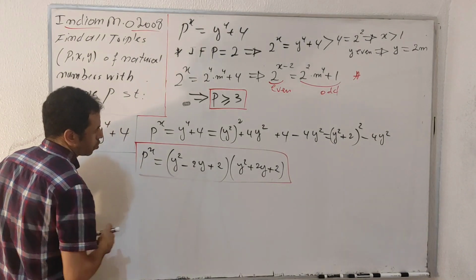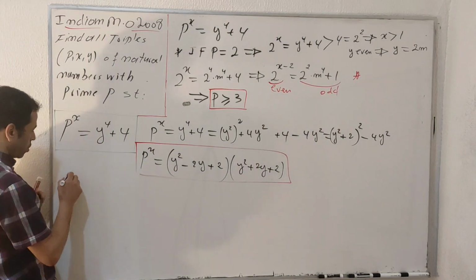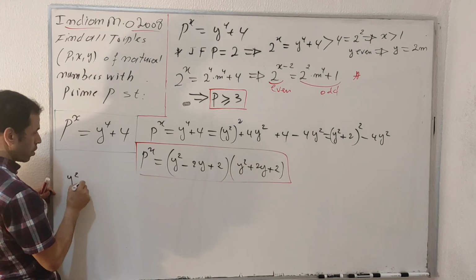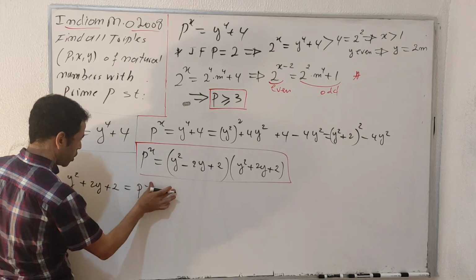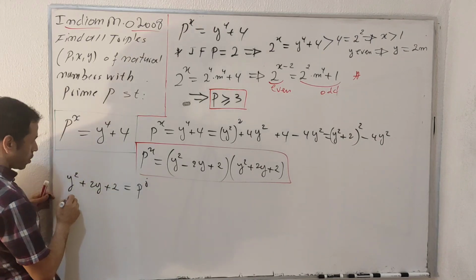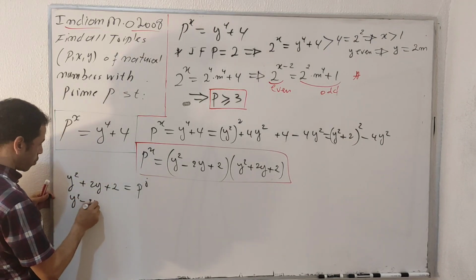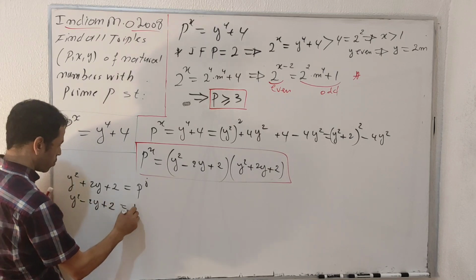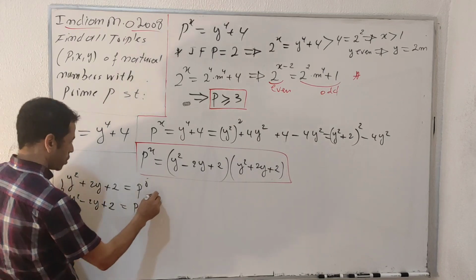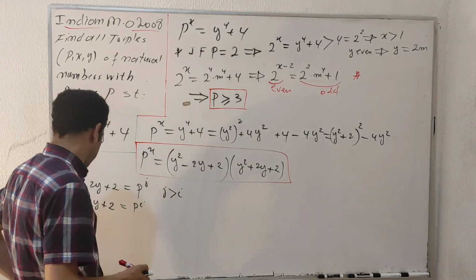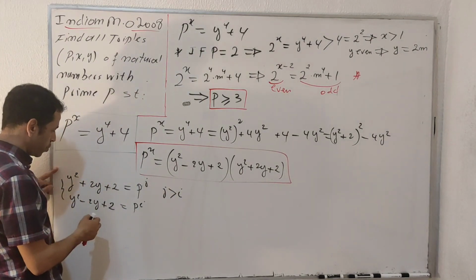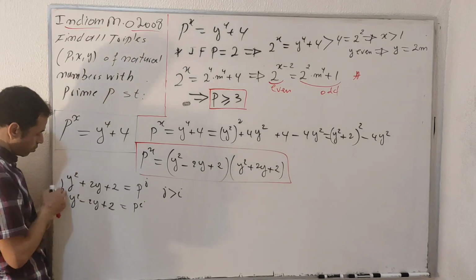Okay, we are going to translate this into an equation system: y squared plus 2y plus 2 equals p to the j, and y squared minus 2y plus 2 equals p to the i, where j is strictly greater than i. Okay, it's very clear here. I'm going to solve this by taking this equation minus this equation.